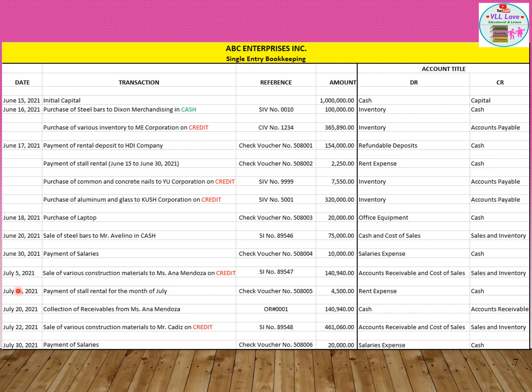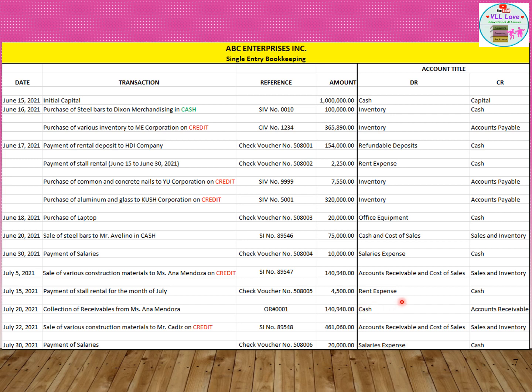Next one is July 5, sale of various construction materials to Ms. Ana Mendoza on credit in the amount of 140,940, and the affected accounts are accounts receivable and cost of sales, and inventory on the credit side. On July 15, ABC Enterprises paid store rental for the month of July in the amount of 4,500.